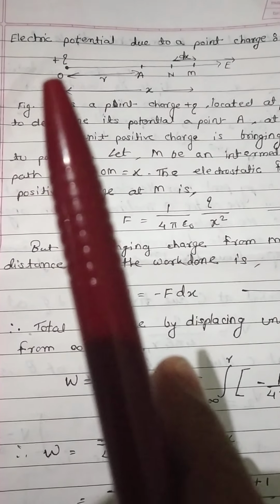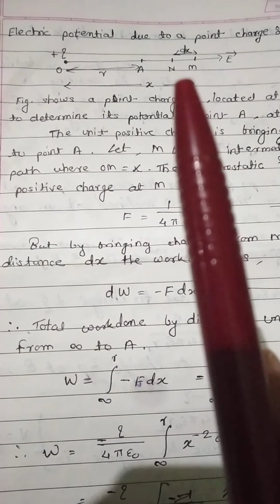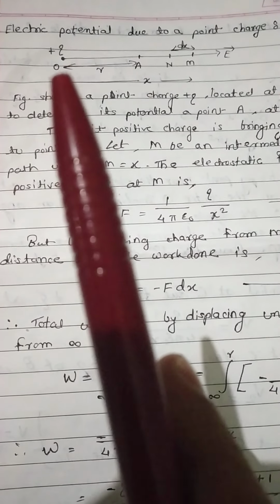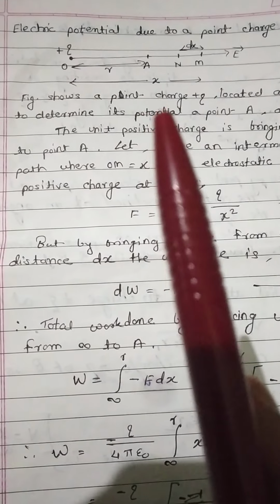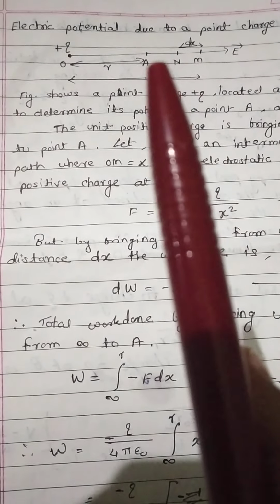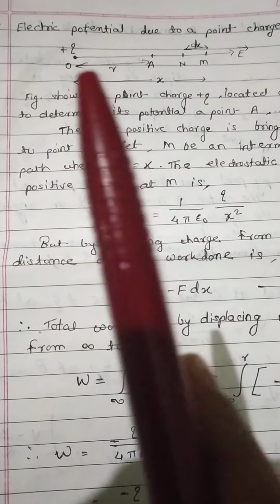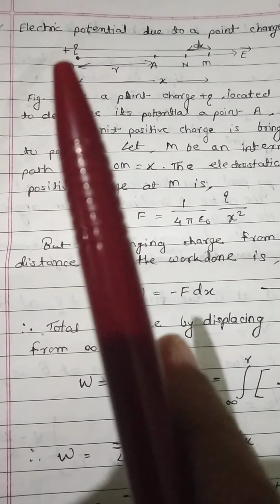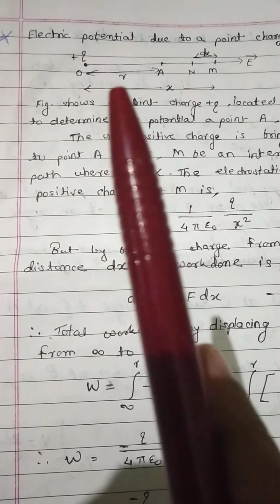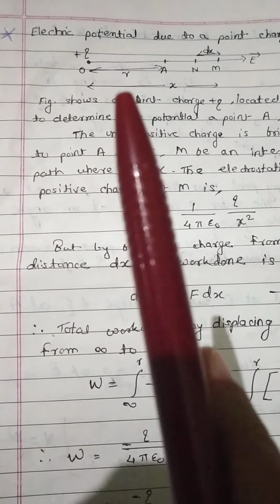The point charge exerts a force on the test charge. So here the distance between O and N is x. Then again the test charge moves up to a distance, and this plus Q exerts an electrostatic force on point A also. Then this distance OA is equal to R.